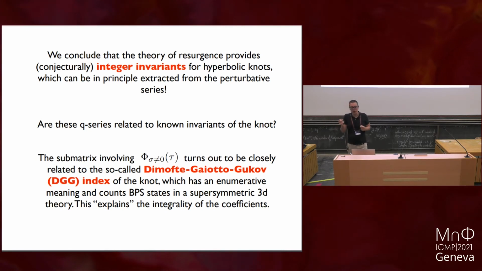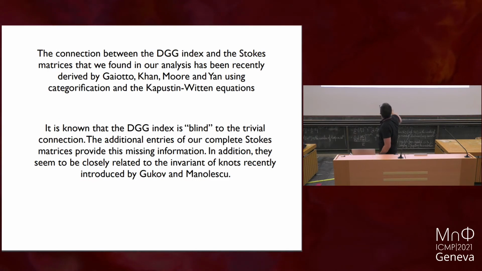So these integer numbers, as I was saying before, integers do not come without a reason. And the reason why these integers are coming out in this way is because they are counting states in a related quantum field theory. Okay? So this, in a sense, explains the integrality of the coefficients. But, and this has actually been explained using categorification, this observation of ours recently in a work to appear by Gaiotto, Kahn, Moore, and Yan.